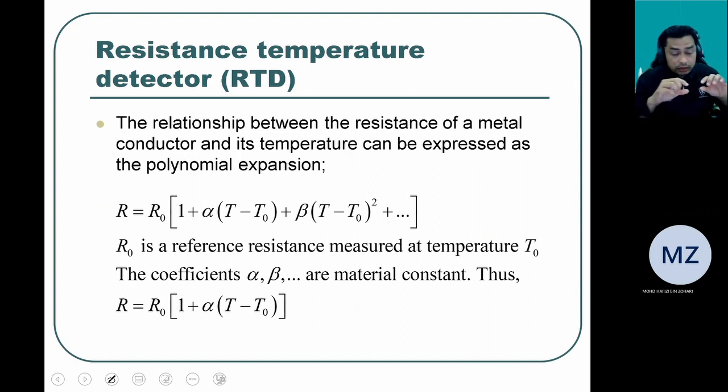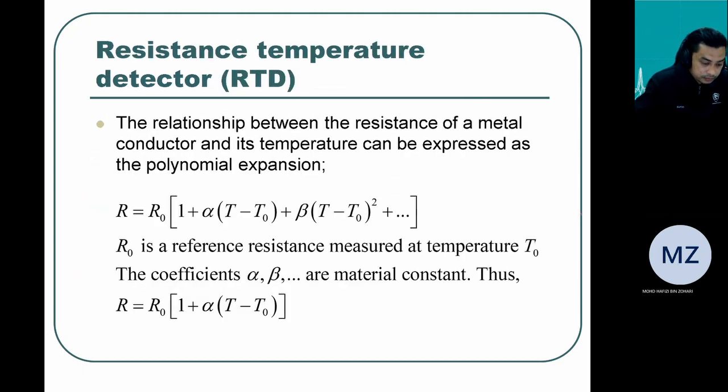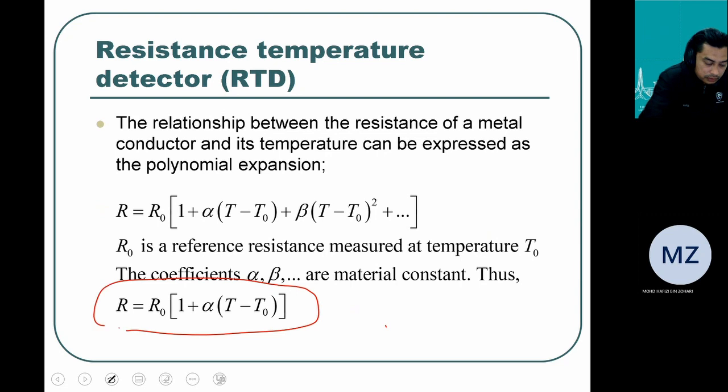So it comes with the original equation. It's the polynomial expansion. If we simplify this polynomial expansion, we get this one. We have this one as a final one. So we have R, the resistance that we want to measure. R naught is the early or the initial resistance.